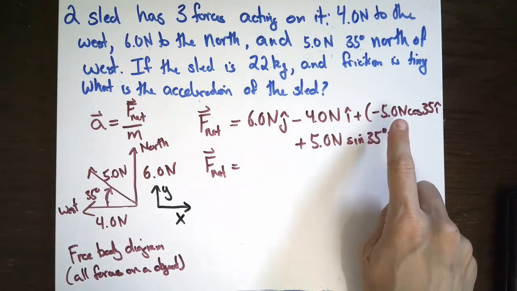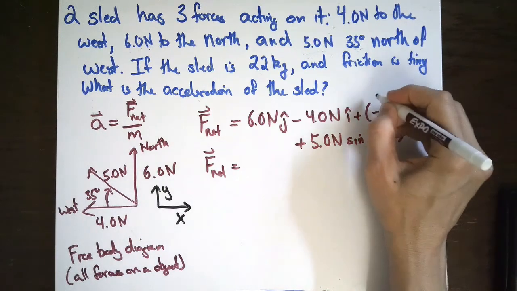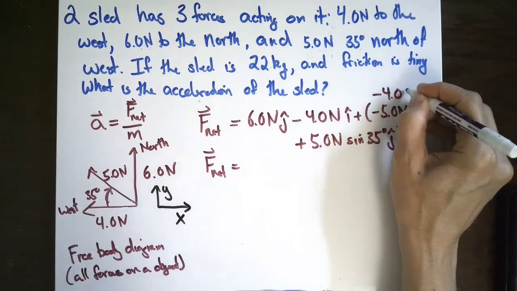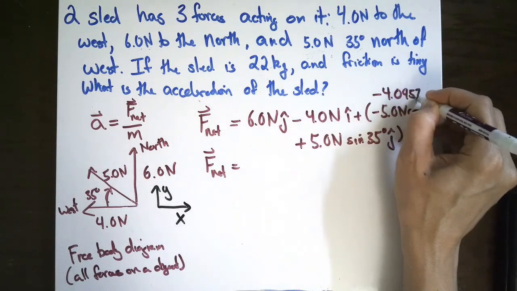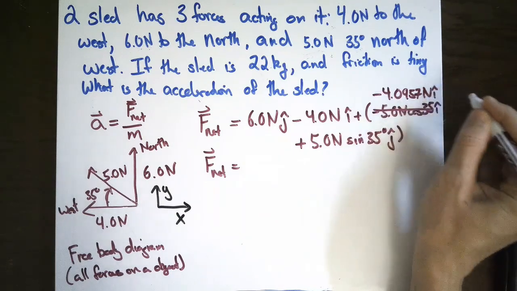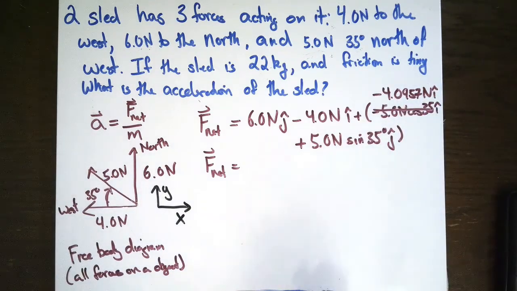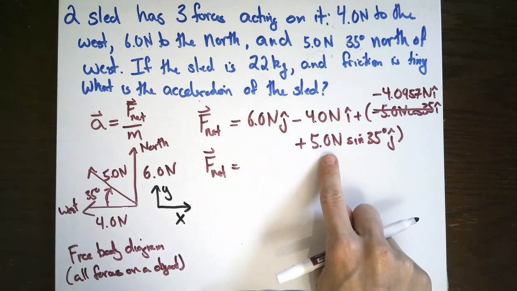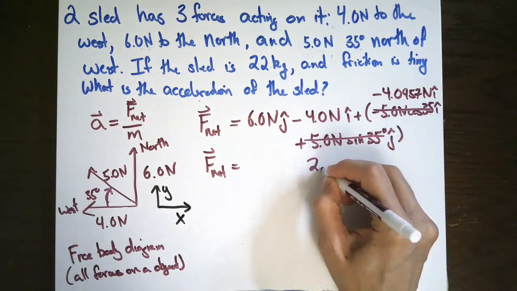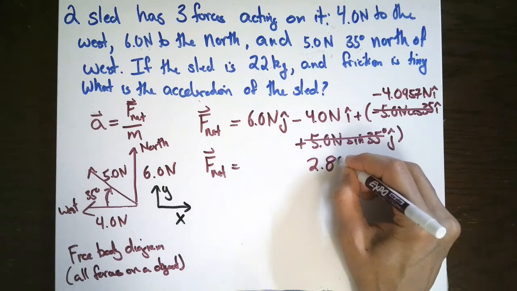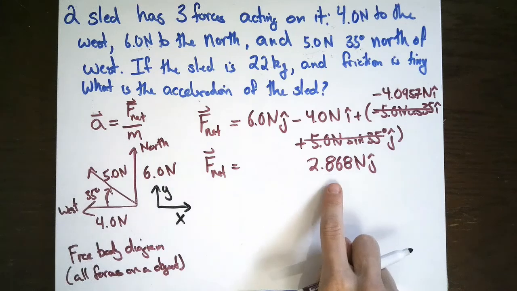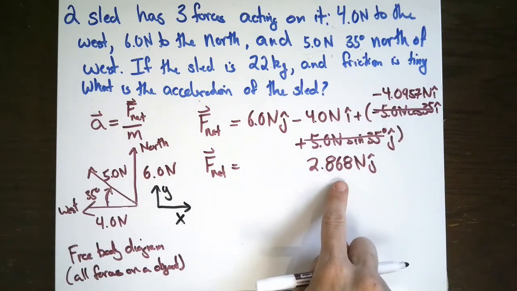So this guy is going to end up being -4.0957 newtons in the i hat direction, and this one will end up being 2.868 newtons in the j hat direction. And I'm not going to actually worry about significant figures till I get to the end of the problem.